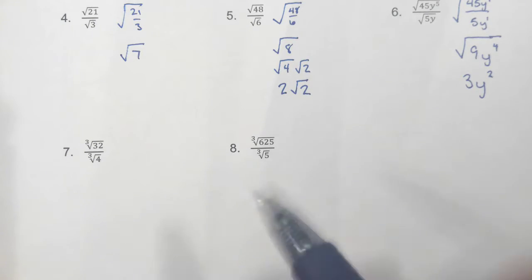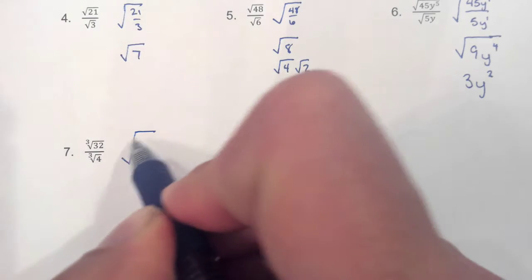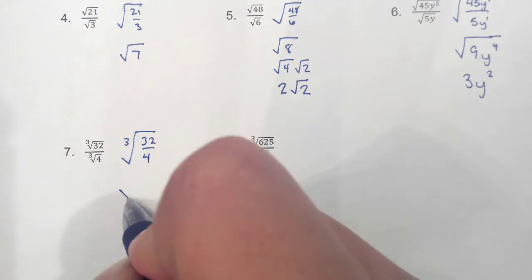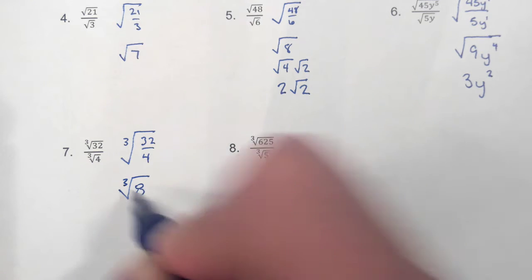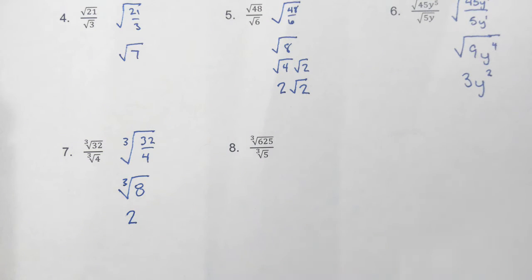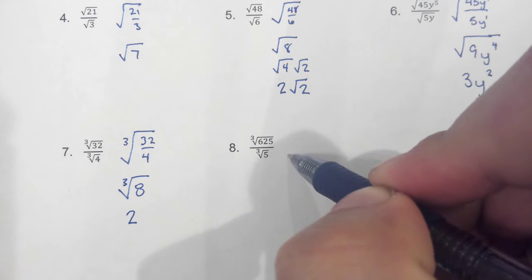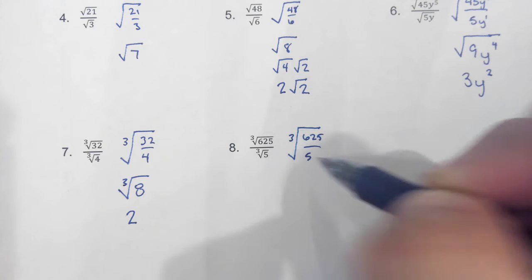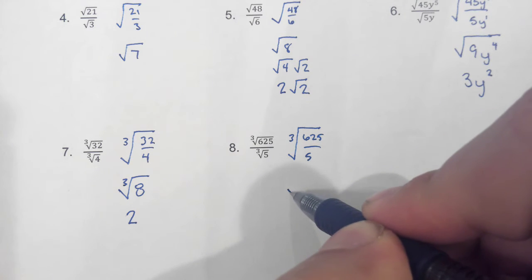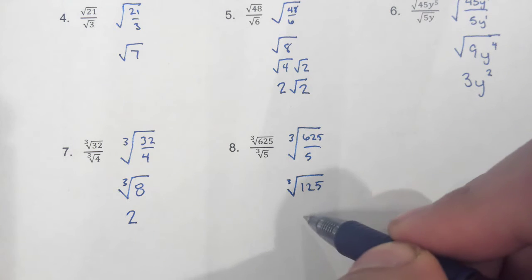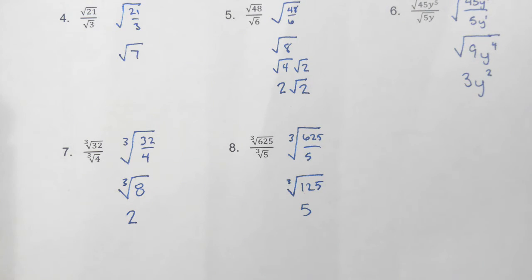7 and 8. We've got cube roots, still the same thing. You can make it a single cube root, 32 over 4. 32 divided by 4 is 8. And the cube root of 8, 8 is a perfect cube, it's 2. And then similarly, on number 8 here, 625 divided by 5 is 125. So you get the cube root of 125, which once again, that is a perfect cube. It's 5. So there's how you divide radicals, not too difficult.